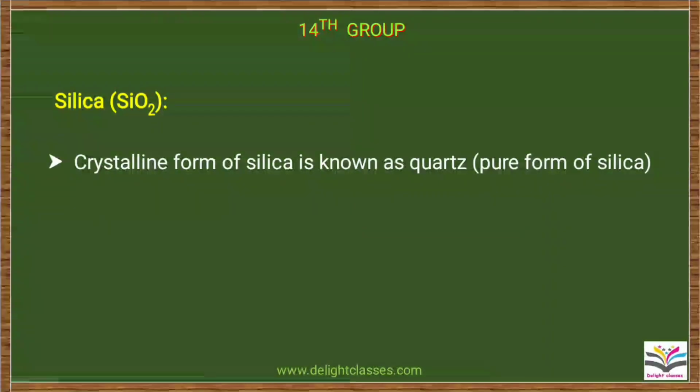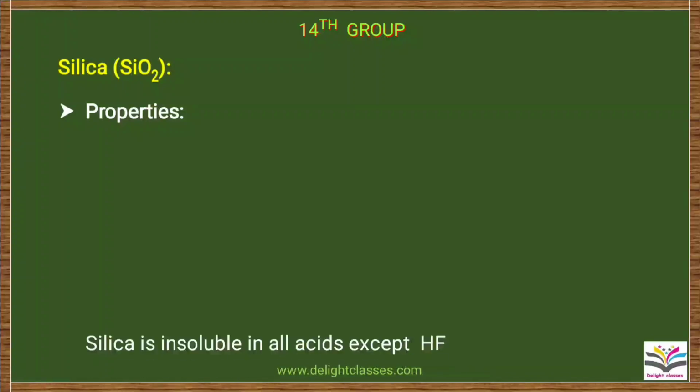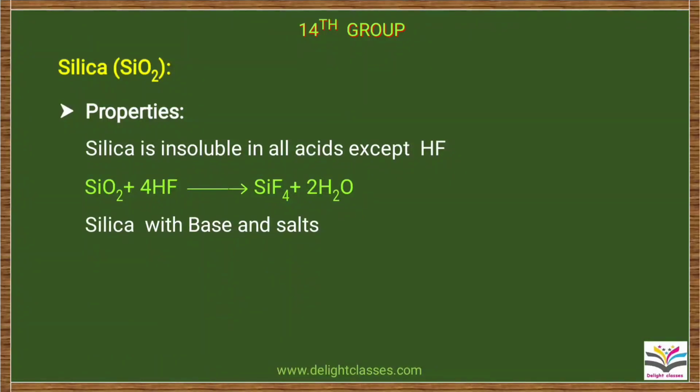Silica. The crystalline form of silica is known as quartz. Preparation: silicon tetrafluoride gives silicic acid, which on heating at 1000 degrees Celsius gives silica. Properties: silica is insoluble in all acids except hydrofluoric acid. So SiO2 plus HF gives silicon tetrafluoride.